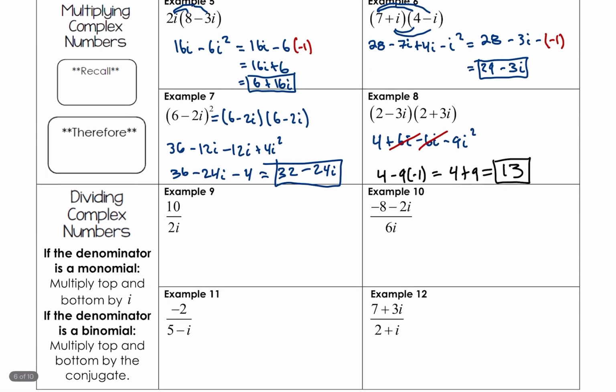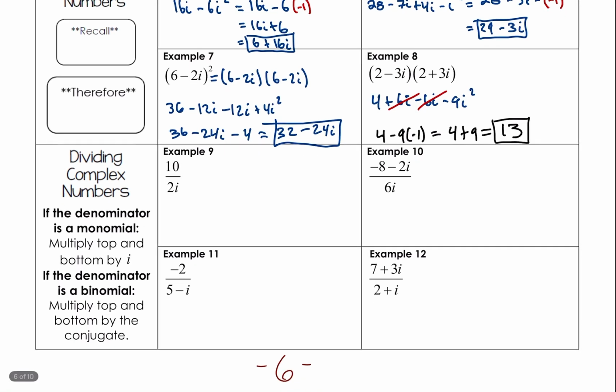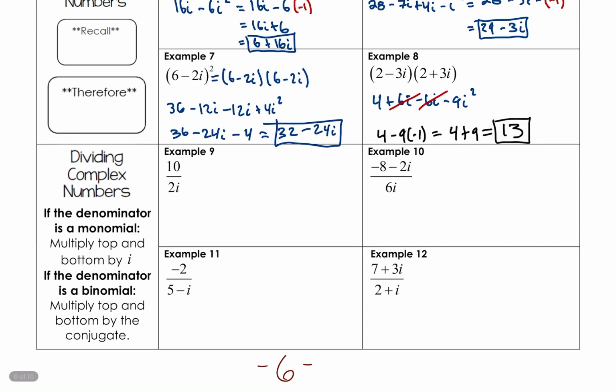But when dividing complex numbers, there's 2 methods, okay? If the denominator is a monomial, meaning it's only got one term, like example 9 and example 10 only have one term in it, then we're going to multiply the top and bottom by i. But if the denominator is a binomial, like example 11 and 12, that's when we're going to multiply the top and bottom by the conjugate. Okay, so let's do some examples here.